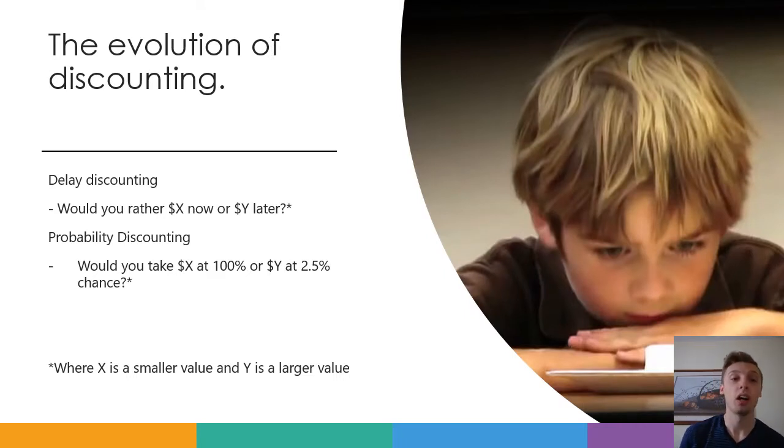The evolution of discounting, a lot of it started with understanding just delay discounting. Would you rather some smaller amount of money now versus a larger amount of money later? Or like in the marshmallow experiment, would you rather one marshmallow now, or if you wait 2 minutes, you can get a second marshmallow, provided you don't eat the first one? That went on for a little bit, and then at the same time started developing probability discounting tasks, which is more so used on the gambling side. And looking at that impulsivity, which was, would you take X amount of dollars at 100%, or some other greater value at a much lower chance of getting it?